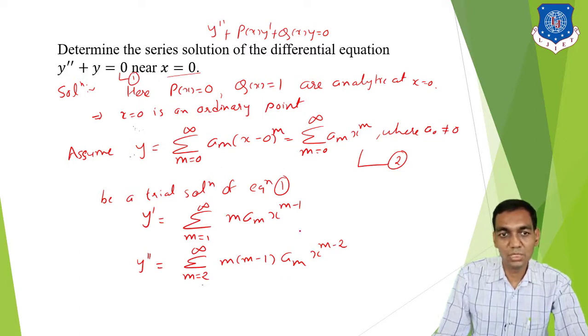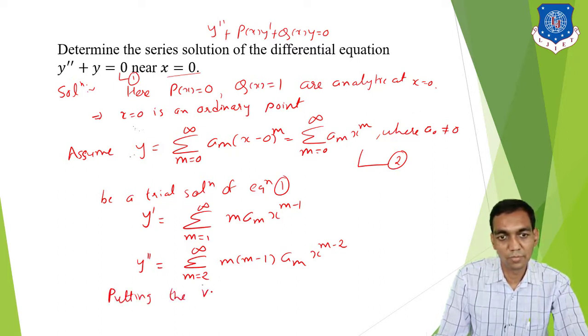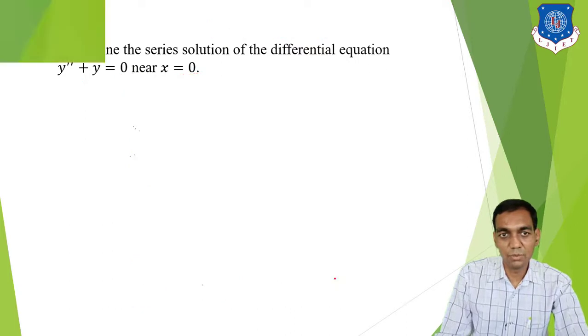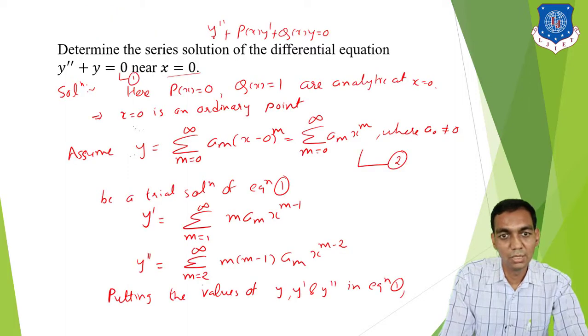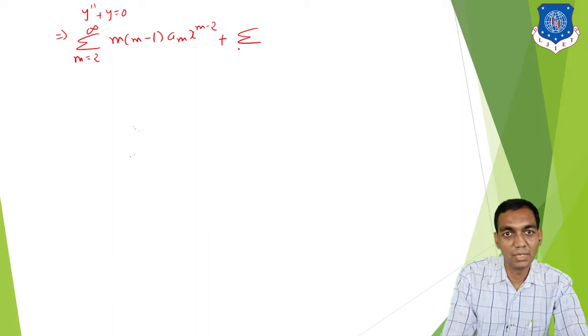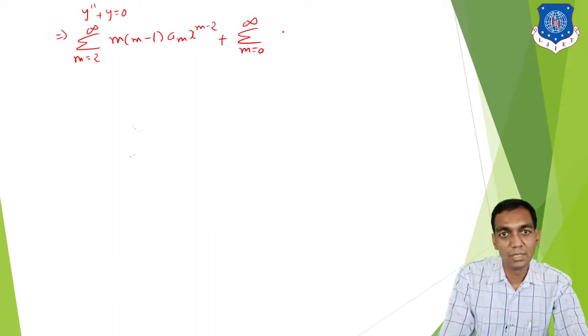Okay, and we are going to put these values in equation 1. So putting the values of y dash and y double dash in equation 1, your equation is y double dash plus y is equal to 0, and that implies sigma m running from 2 to infinity m into m minus 1 am x raised to m minus 2, okay, and plus sigma m running from 0 to infinity am x raised to m is equal to 0.